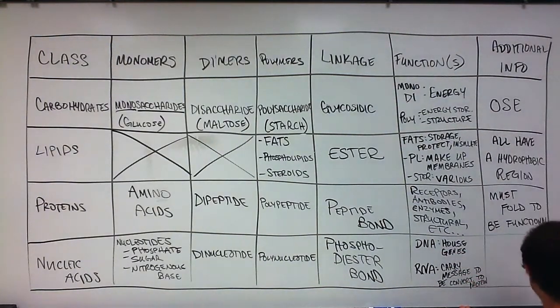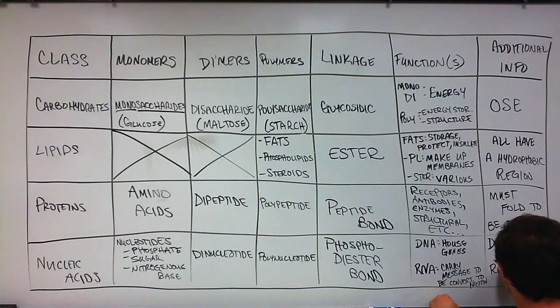A couple of other things worth noting. In DNA, the sugar that you're going to have is called deoxyribose. And the bases are going to be adenine, which pairs with thymine through 2 hydrogen bonds, and cytosine, which pairs with guanine through 3 hydrogen bonds.